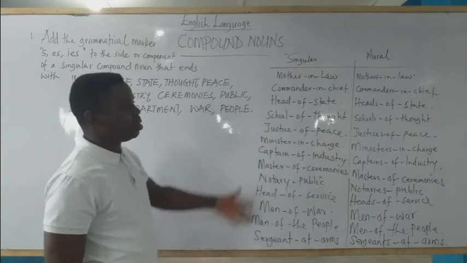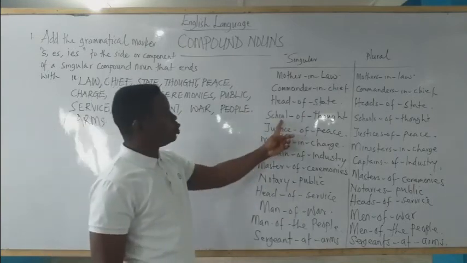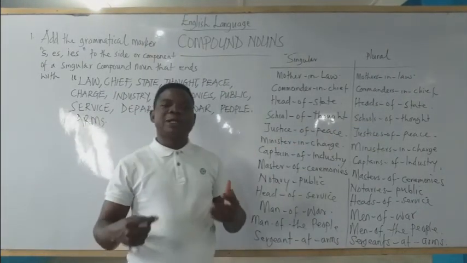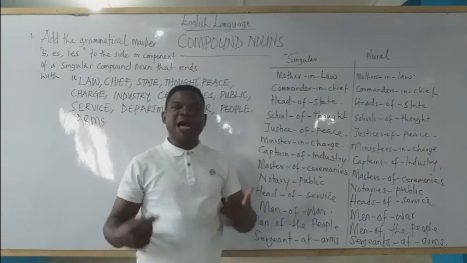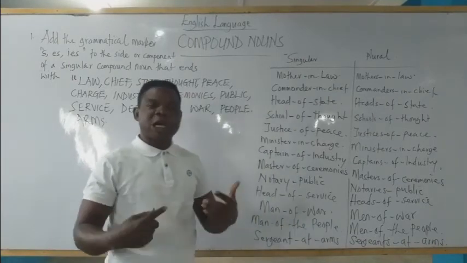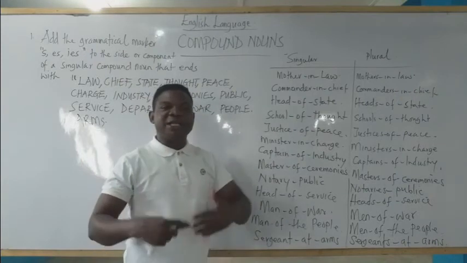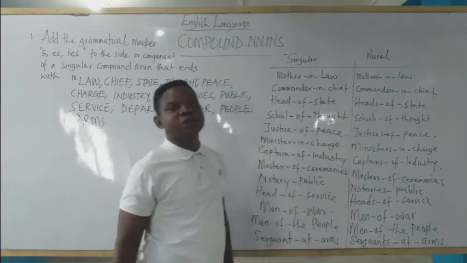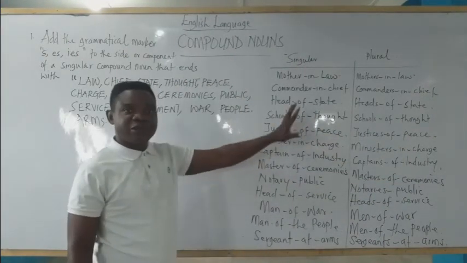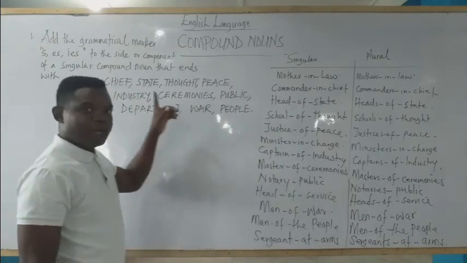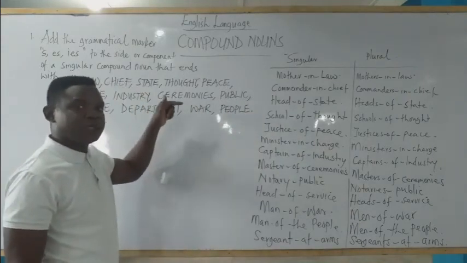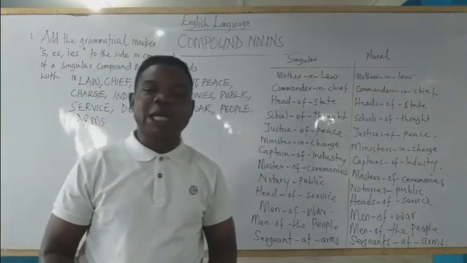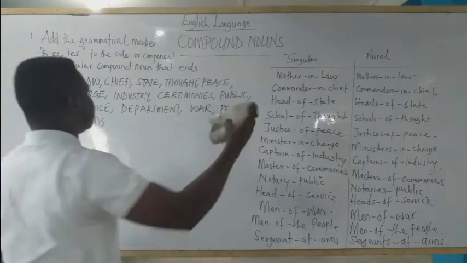Let's look at this one. School of thought, singular. In plural, what's that? Schools of thought. If I say our topic today has been defined by different dash, the answer is schools of thought. Take note. So these are the examples on the first rule, where we add the grammatical markers to the first component or side, so as to form the plural of those existing singular nouns. Now let's take the second step. The second one.